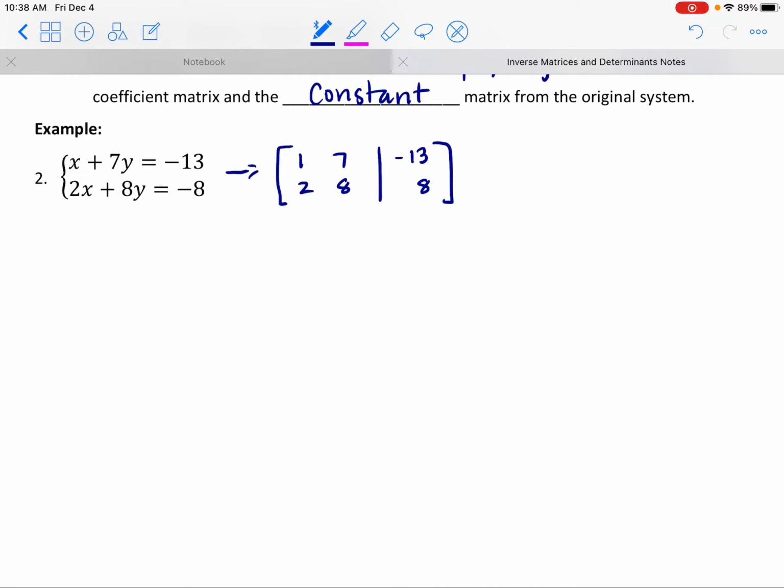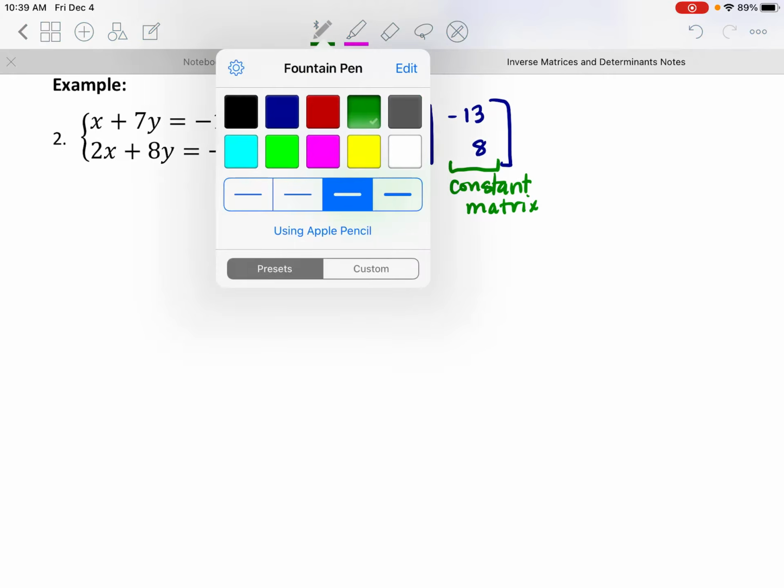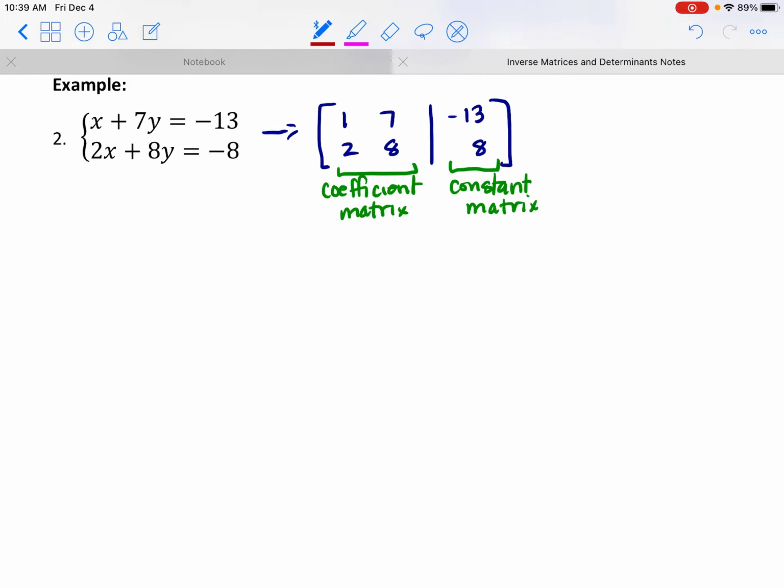What we know to be true is that if we find the inverse of the coefficient matrix, and we multiply it by the constant matrix, that product is going to produce the solution to this system. Now obviously it would be a lot easier to just graph this system, okay, but I want to show you how this works anyway. So this piece right here, we're going to call the coefficient matrix. And this piece right here, we're going to call the constant matrix. Those are the coefficients of our system and the constants from our system. So what we need to do is find the inverse of the coefficient matrix. Okay, so let's find the inverse.